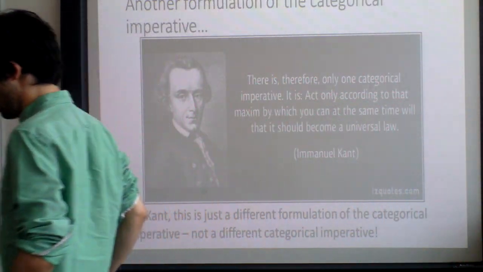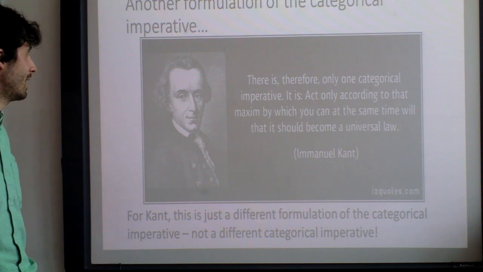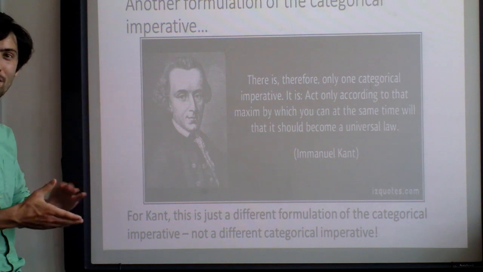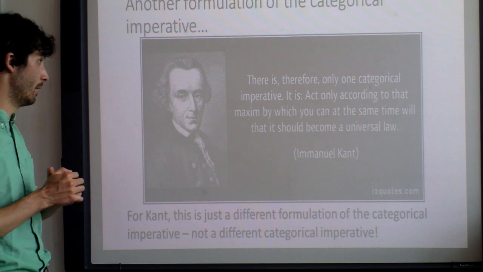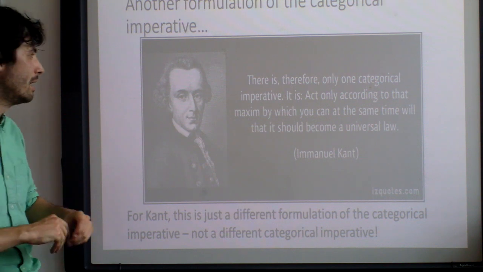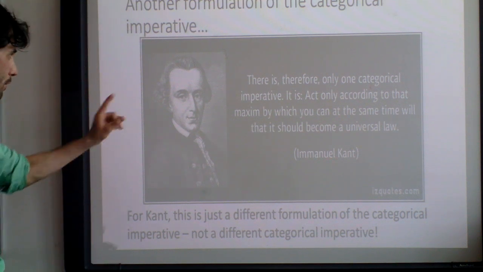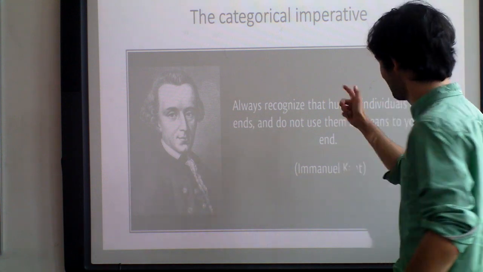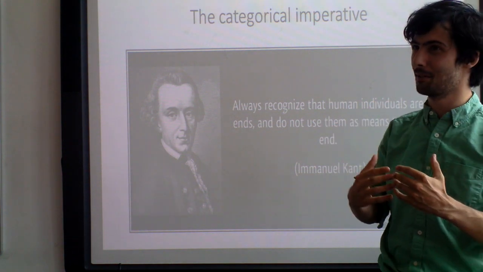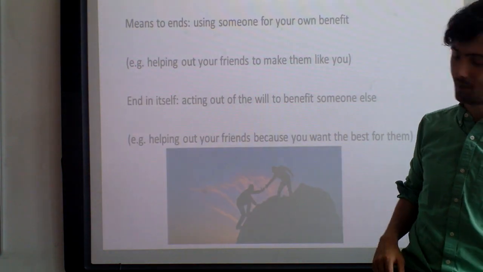Now, in general, when you first learn about Kant, the first thing you hear is another formulation of the categorical imperative. This whole idea of universalization, I'm sure you've heard of this before. So, there is therefore only one categorical imperative: act only according to that maxim by which you can at the same time will that it should become a universal law. The first important thing to understand here is that, although it seems quite different from the other categorical imperative, it actually isn't, or at least for Kant, it isn't supposed to be another categorical imperative. It's supposed to be another way of saying the same thing, right?